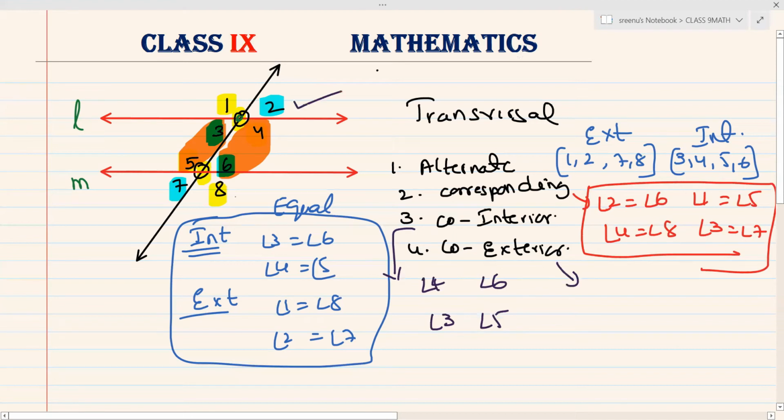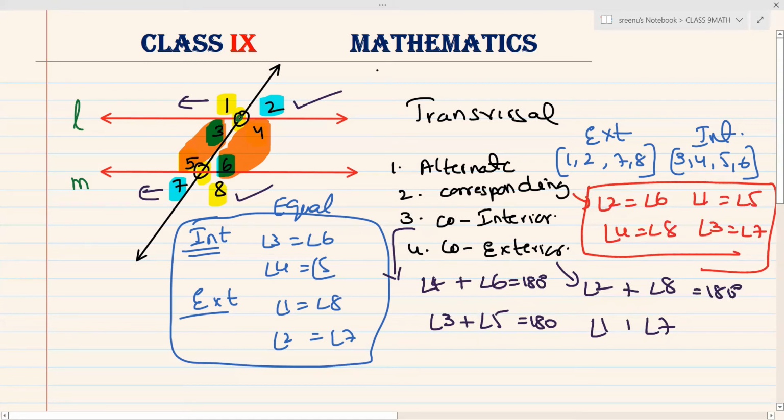Co-exterior: 2, 8, 1, 7. So angle 2 and angle 8, angle 1, angle 7. But they are not equal. Their sum is 180 degrees. Here the difference will be this: the sum of co-interior or co-exterior angles is equal to 180 degrees. Okay, these are the main 4 rules we learn.